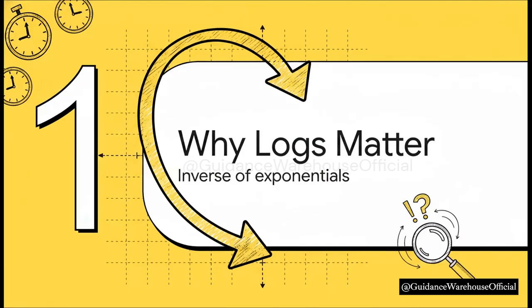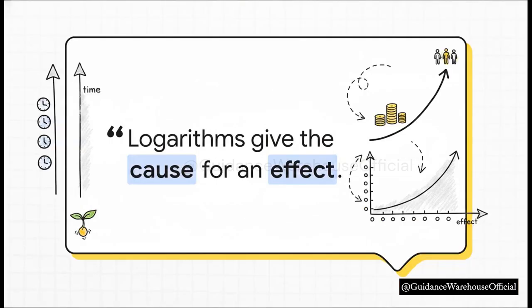All right, part 1, why logs matter. To really grasp how to graph a logarithm, we absolutely have to understand what it actually represents. As this quote brilliantly puts it, logarithms give the cause for an effect. Think about it. On an exponential graph, you input a cause, like time, and it outputs the effect, like a multiplied population or fatter bank account. But on a logarithmic graph, those axes are totally swapped. You input the effect, and the graph outputs the cause. It's like mathematical time travel.